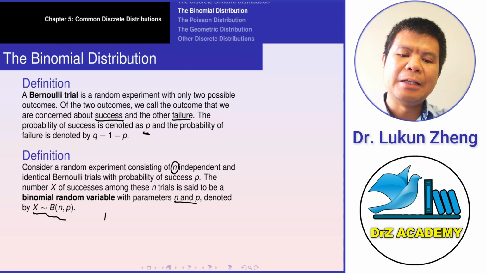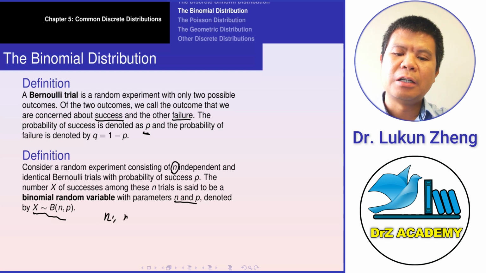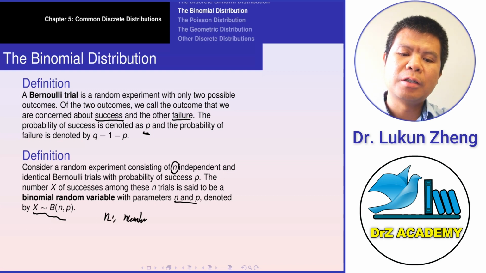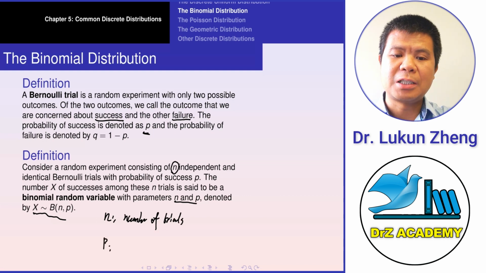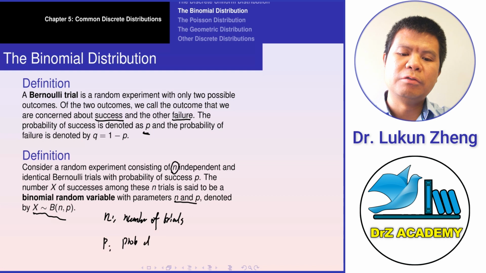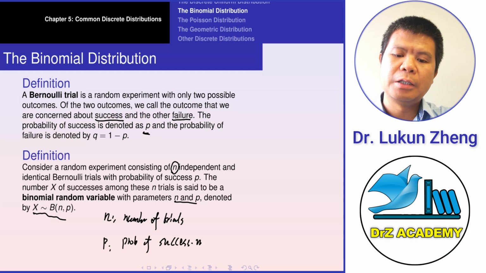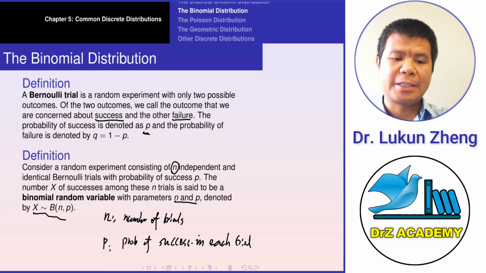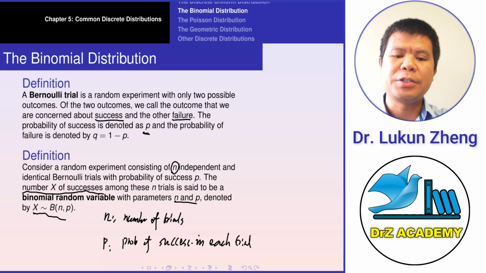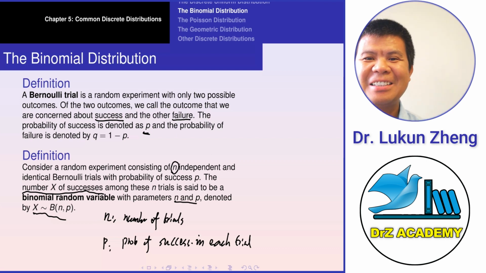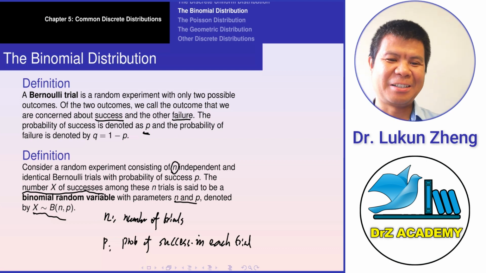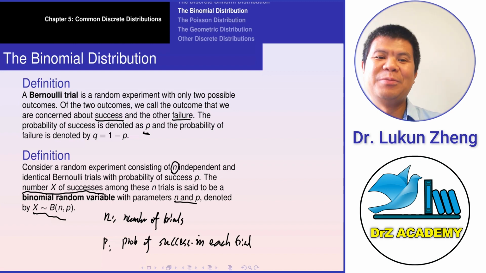Here n is the total number of trials involved in this experiment, and p is the probability of success in each trial. So what is X? X is the number of successes among these n trials. That's going to be a binomial random variable.